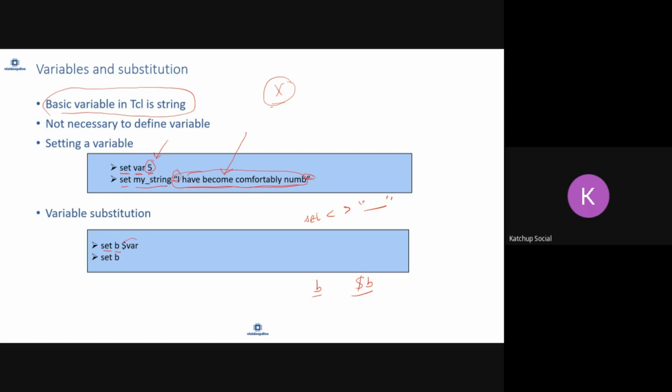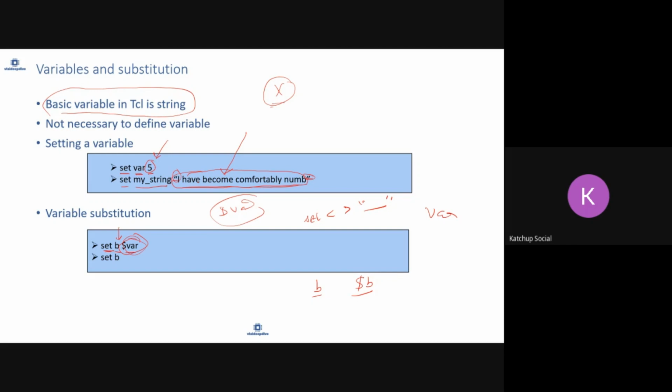I will say set b $var. Dollar means the value of that variable. Var is the name of the variable. $var is the value of that variable. So I can say set b $var. Now b will get whatever is the $var value, which is 5. So b will become 5.